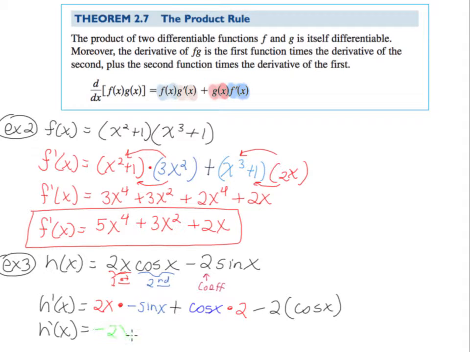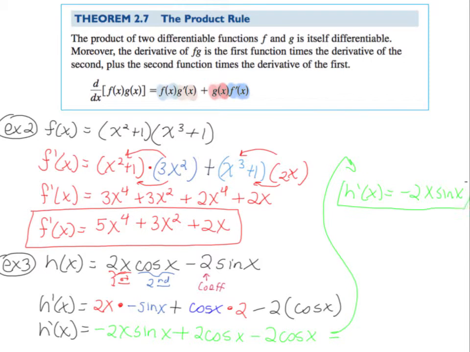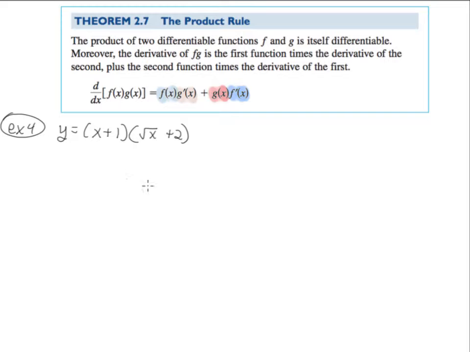Simplifying down, and combining any like terms if we have them, we end up with our derivative of h prime of x is equal to negative 2x sine of x.